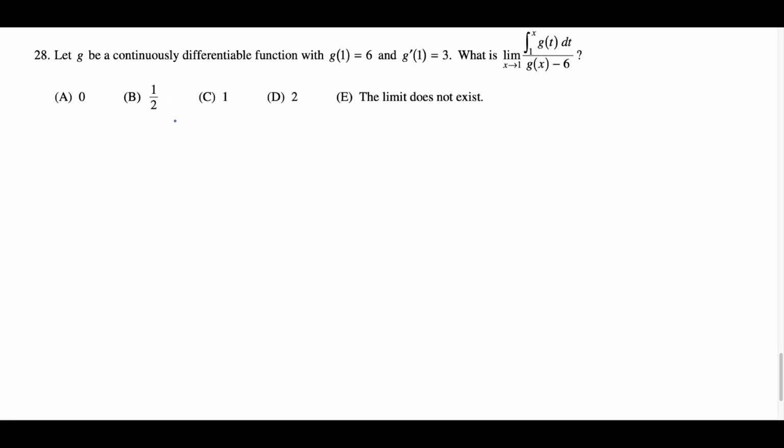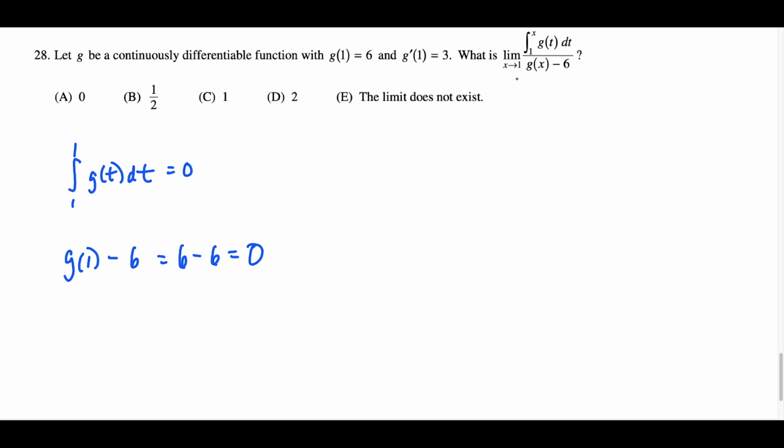Now for this last question here, the first thing you should try when you're evaluating limits is just plugging in. But notice when you try to plug this in here, that when you plug in x equals 1, you're getting the integral from 1 to 1 of g of t dt, and this is equal to 0. And if you plug in 1 on bottom, you're going to get g of 1 minus 6. G of 1 is equal to 6, and this is going to give you 6 minus 6, which is also 0. So plugging in gives you something indeterminate, which means you cannot evaluate the limit when it's in this form.